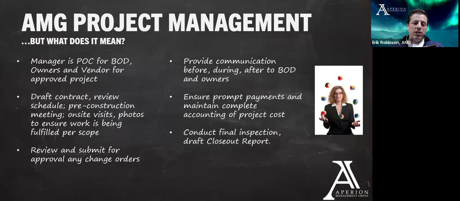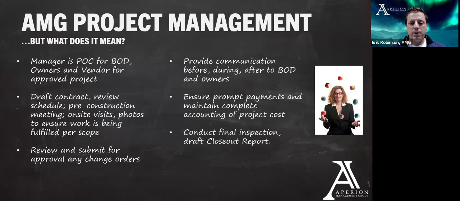We're going to provide communication to the owners, to the board, everyone involved before, during, and after that project. Our AP department is going to ensure prompt payments and maintain a complete accounting of that project cost. In addition, if there's liens related to that project, construction liens, they'll do the paperwork to have those released when the project's complete. And then the manager is going to conduct a final inspection with the contractor, develop a punch list if there is one for anything that needs to be completed, and then draft and provide a closeout report, which I do want to talk about a little bit.